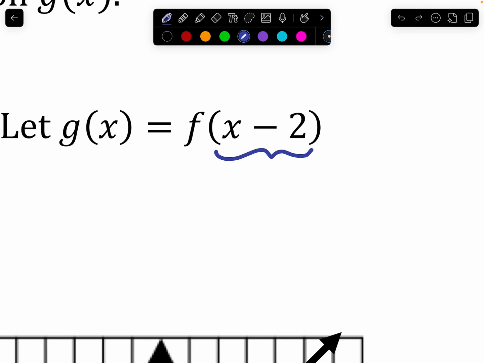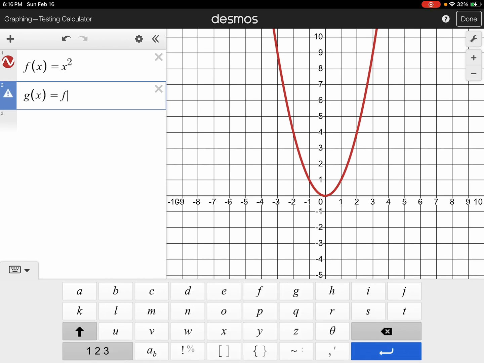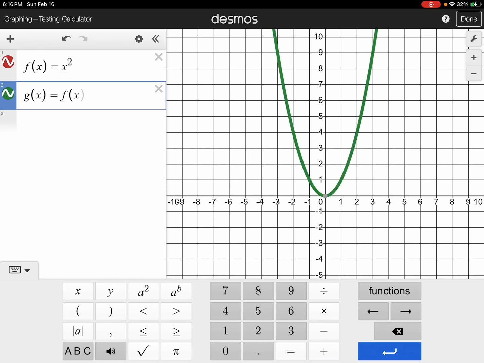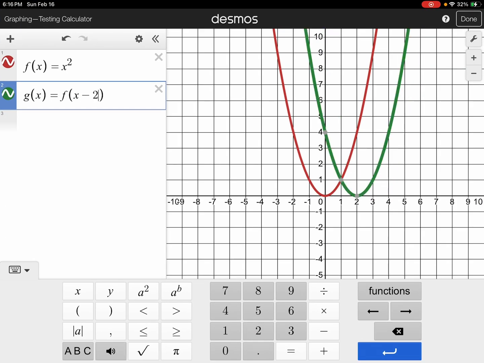So now that my number is inside with x, inside of parentheses, let's just see what will happen when I type this back in over here. So this will be g of x equals f of x minus 3. Is that what I had? Let me go back and see. Yeah, minus 2. I guess it doesn't really matter. Minus 2. Okay. So the red one was my original, that was my parent function.